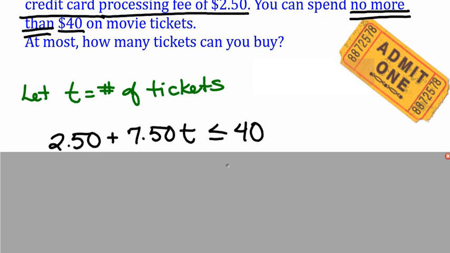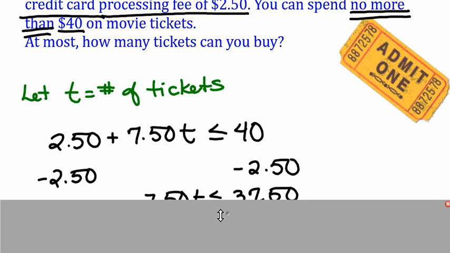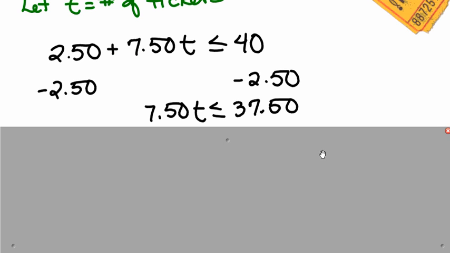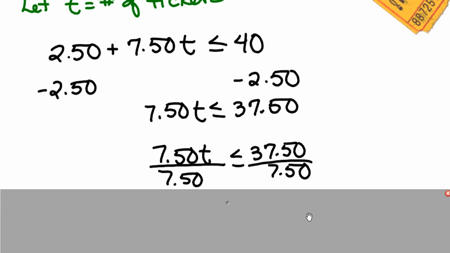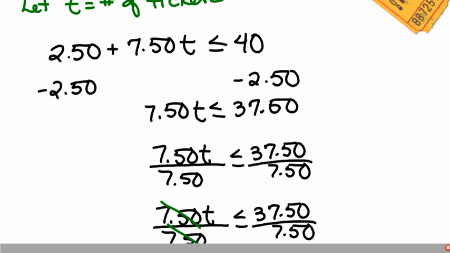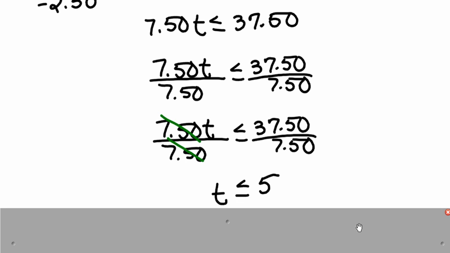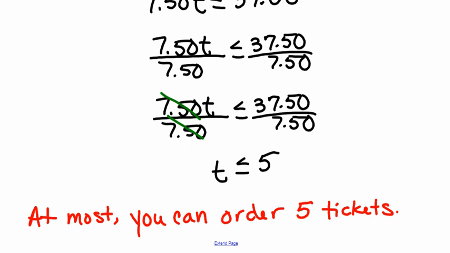Sure we can. Using the same process we did before, undo the inequality. Subtract $2.50 from each side, divide by $7.50 on each side, and see what we end up with. Well, if we take $37.50 divided by $7.50, we have a 5. So we cannot buy more than 5 tickets with the $40 that we have. So our sentence will say at most you can order 5 movie tickets.